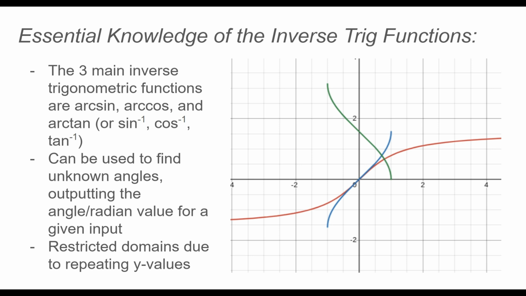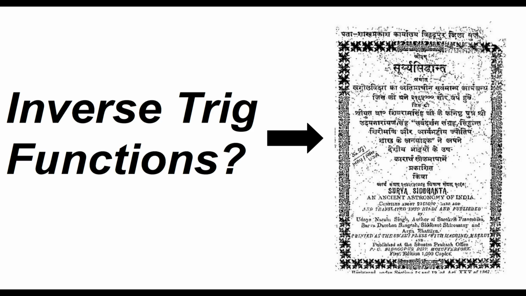The 3 main inverse trigonometric functions are arcsine, arccosine, and arctangent. They can be used to find unknown angles, as instead of finding the value of the function from an input, it finds the input of the function from its value. Because they are inverse functions, instead of periodically repeating x values, they repeat y values, so the function's domain has to be restricted in order for it to remain valid.